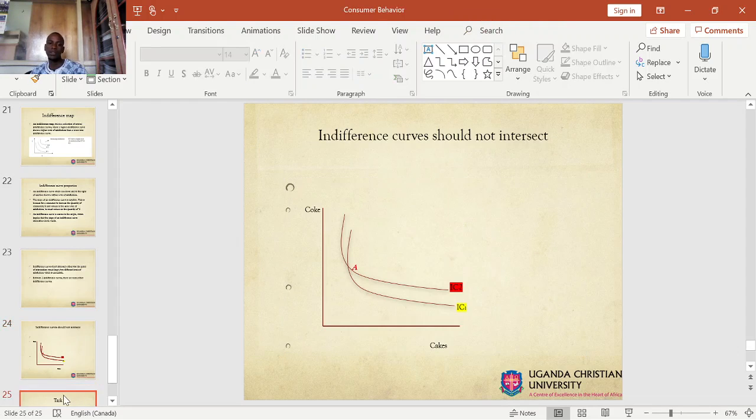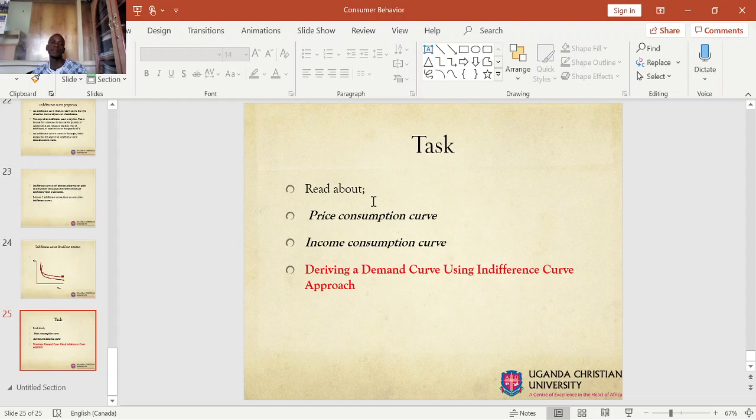I repeat, please go through these topics. Read about the price consumption curve, the income consumption curve, and how we can derive the demand curve using the indifference curve approach. Thank you very much.